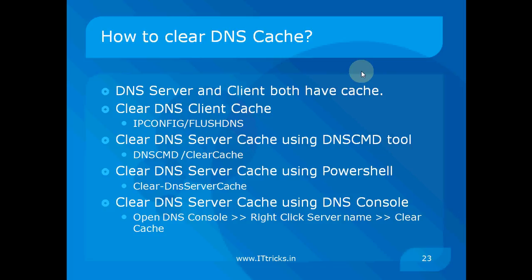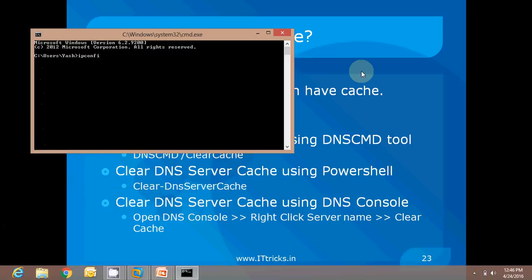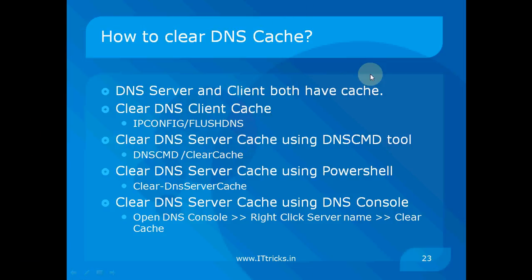The computer I'm working on right now, suppose this is the client computer. To clear the cache, I will open the command prompt and type ipconfig /flushdns, and it has cleared the cache. If we have to clear the cache of servers, we have multiple methods: we have dnscmd, we have PowerShell cmdlets, and we can even clear it using the DNS console. First of all, let's discuss how we can clear the cache using dnscmd.